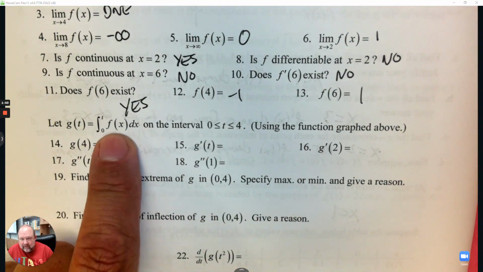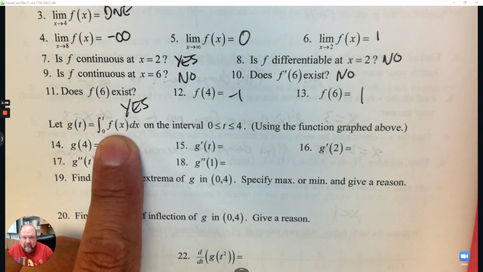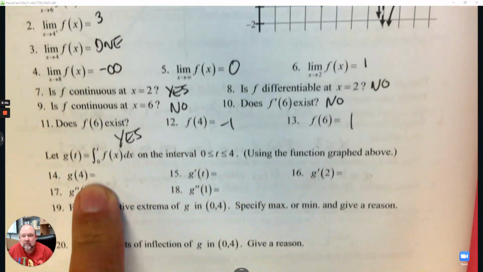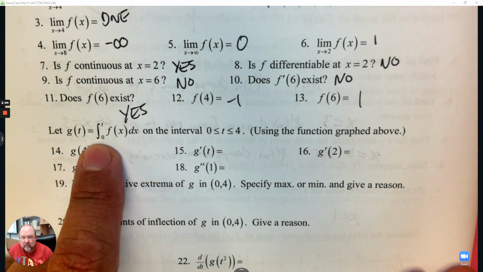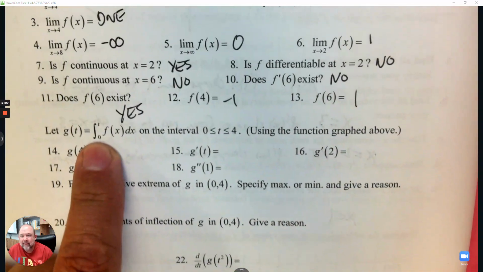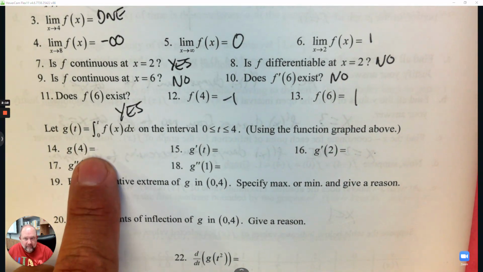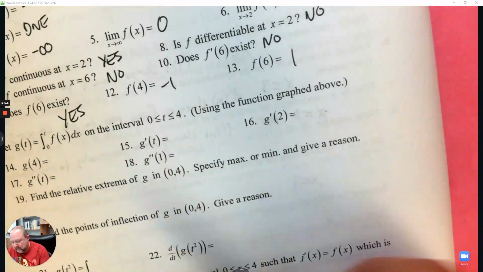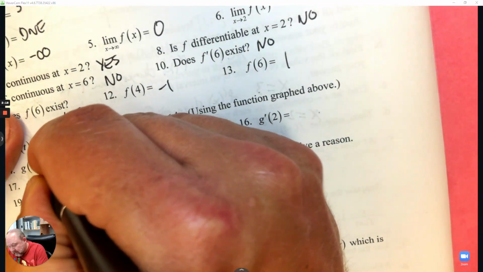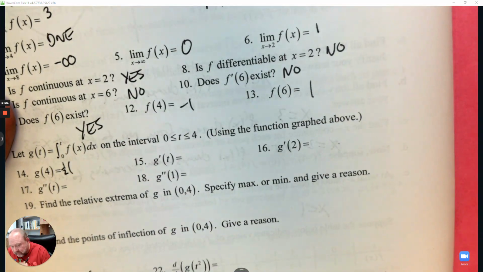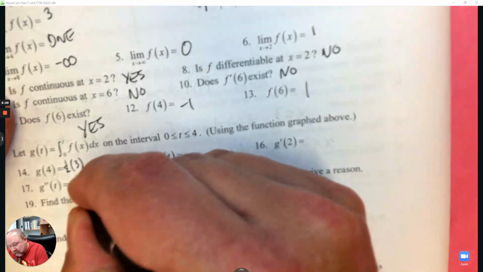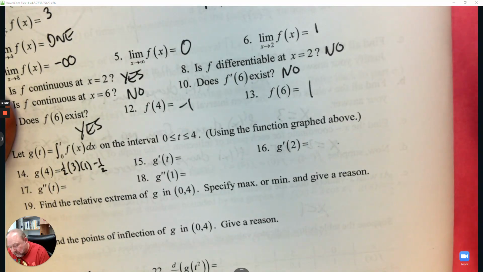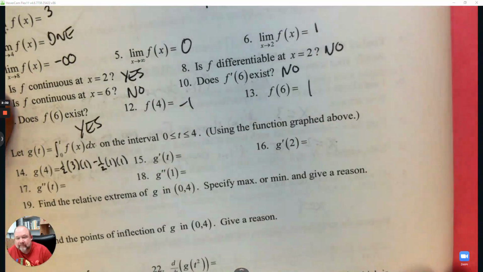All right, let g be this integral from 0 to 4. Use the function graphed above. So g at 4 would be from 0 to 4. So what's above is f, right? If I integrate from 0 to 4, that's asking, can you find the area from 0 to 4? There are two triangles, half the base times the height. One is above and one's below. So we don't need to simplify it. The base of the first triangle is 3, and the height is 1. Subtract the bottom triangle, where the base and the height are both 1, and it's done.